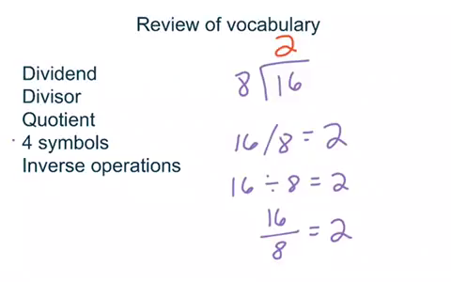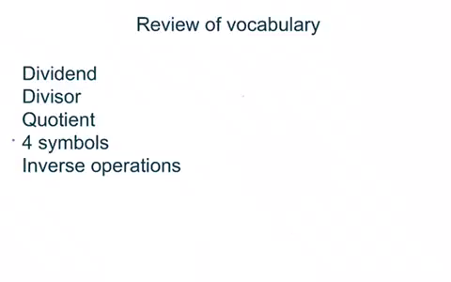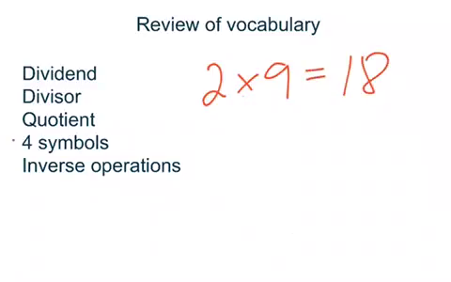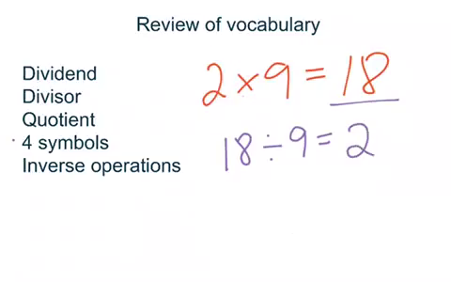We also need to understand inverse operations. Because 2 multiplied by 9 gives me 18, and the inverse operation of multiplication is division, that tells me I can take my product of 18 and divide it by either of my factors, and my quotient will be the other factor. That is what inverse operations can help me do.